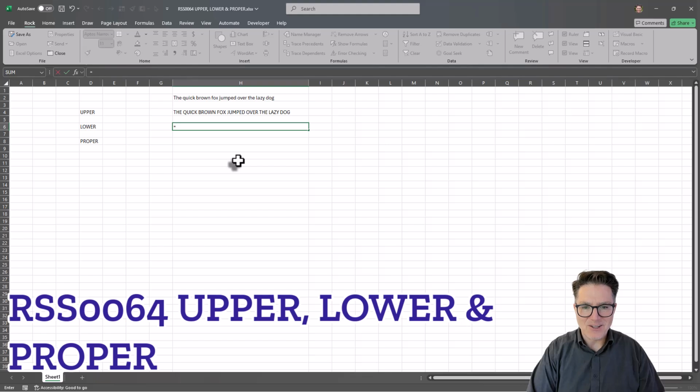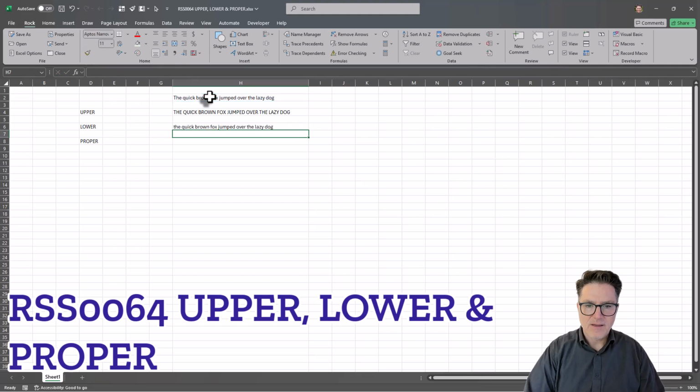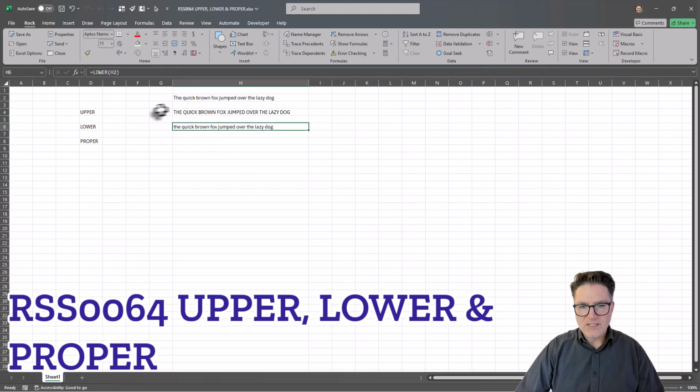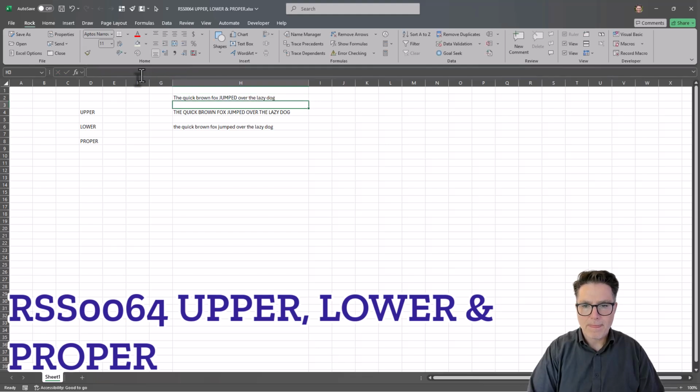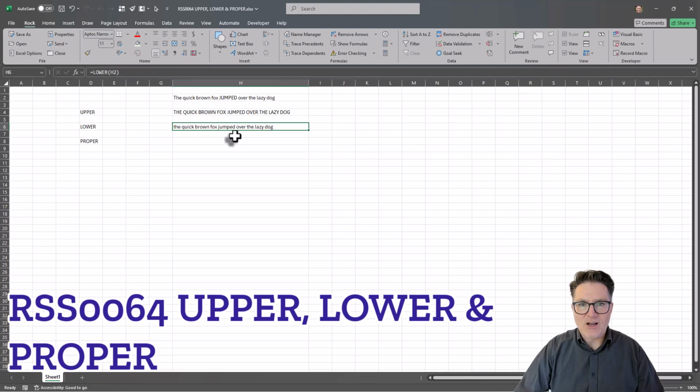Next, if we say lower, grab this text, same thing. It only changed the one, which was the capital T at the beginning of the sentence. But if I had had other capitalization here, for example, this, it still would have changed all that to lowercase.